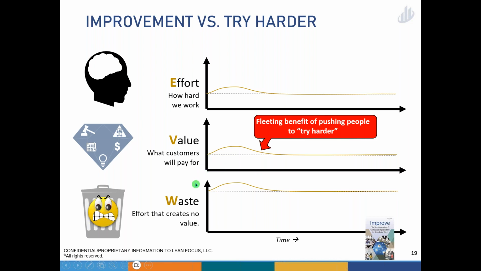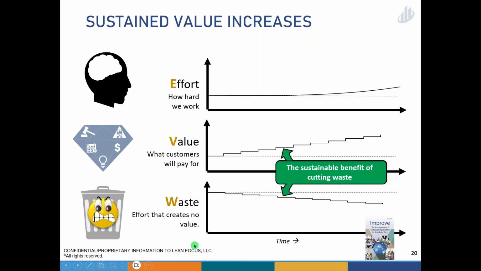This is a picture of what it looks like to try harder. The boss comes in and yells, or the customer comes in and yells, and now we're going to work a Friday night or a Saturday, and we're going to push, and we're going to try to get this problem fixed by just trying harder. And when that effort goes up, the value does go up, and we are able to speed things up, but the waste goes up too because we haven't improved the system.